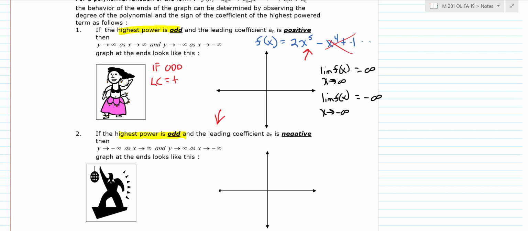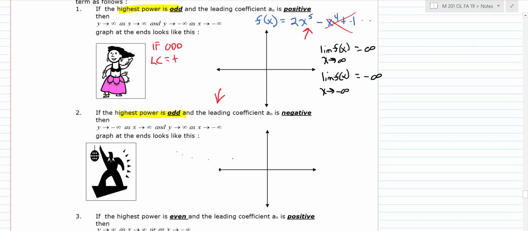The second possibility would be this. Let me give you an example to write down. Say that you have f of x. Again, we want to look at an odd power, so let's say 7th power. And then let's put a negative number in front. And again, what goes past that does not make any difference whatsoever. That does not affect the endpoint behavior.